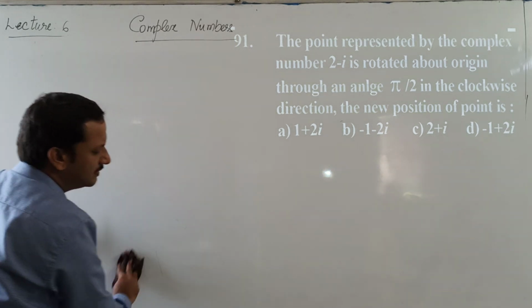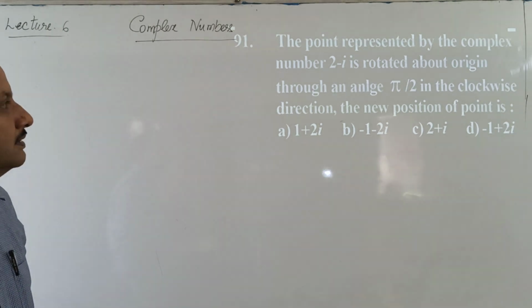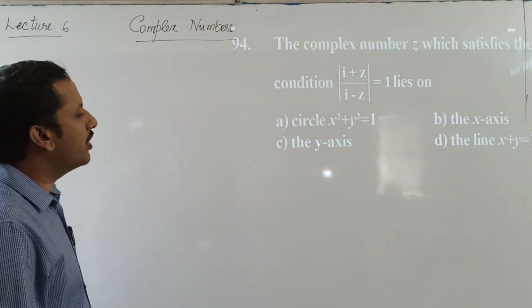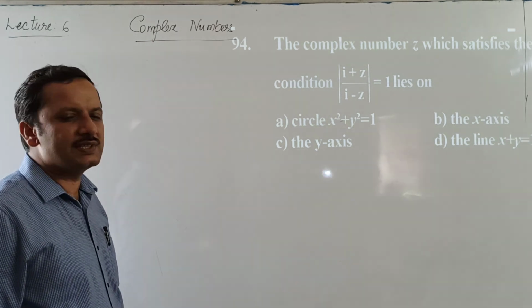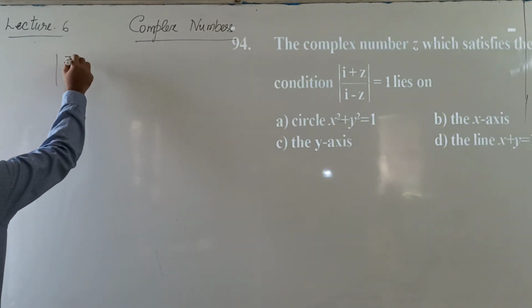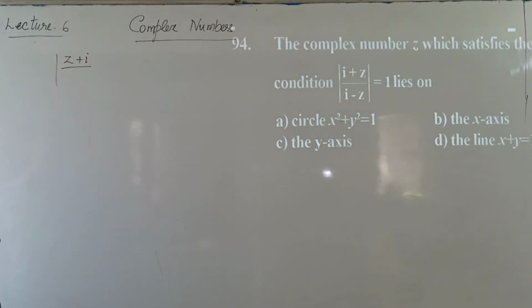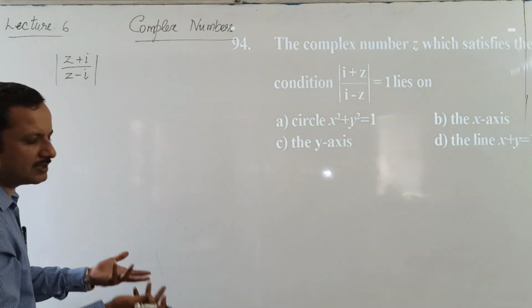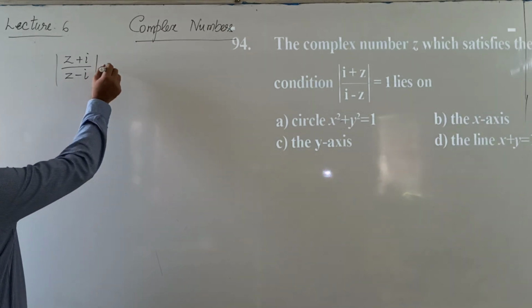Okay. Next question. The complex number z which satisfies the condition mod of i plus z by mod of i minus z is equal to 1 lies on. Modulus of i plus z can also be written as modulus of z plus i. Modulus of i minus z is same as modulus of z minus i. So modulus of z plus i by modulus of z minus i is equal to 1.